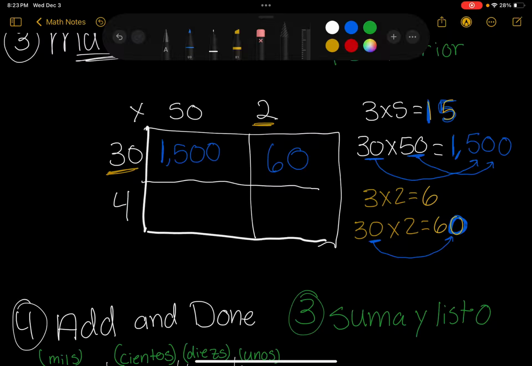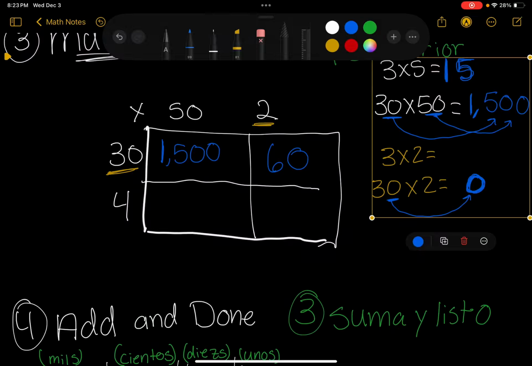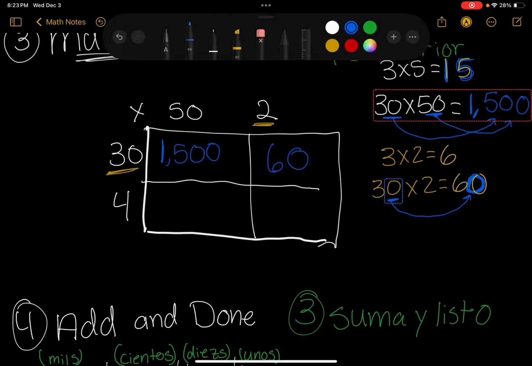Now let me move this up a little bit because I don't have a lot of space. Okay, now we are done with 30. 30 is done. She retired. She's living her best life. She did her job. She's chilling now. We're done with 30. Now we're going to move on to 4.